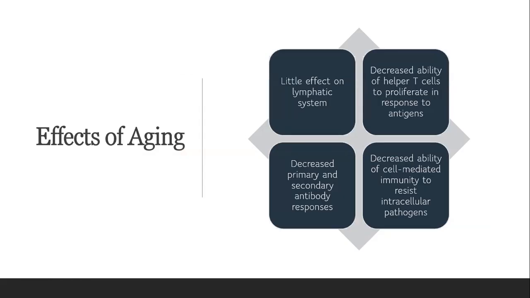So what are the effects of aging? There is little effect on the lymphatic system. There will be a decreased ability of helper T cells to proliferate in response to antigens, so decreased primary and secondary antibody response, and decreased ability of cell-mediated immunity to resist intracellular pathogens. So kapag tumatanda na po, mas mahina na yung immune system. So they are more prone to infection. So it's very important that when you reach old age, you have to be very careful and very mindful of your health because your immune system is not as strong as when you are young.